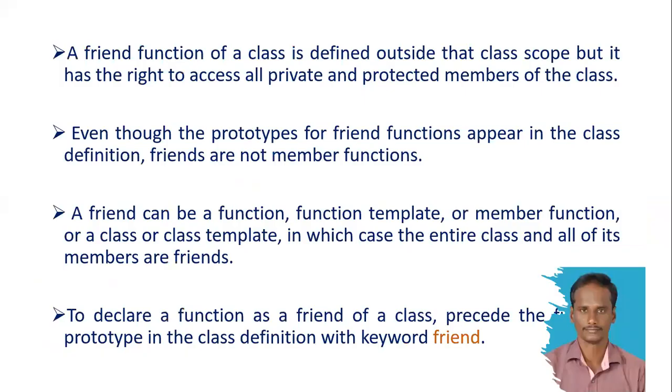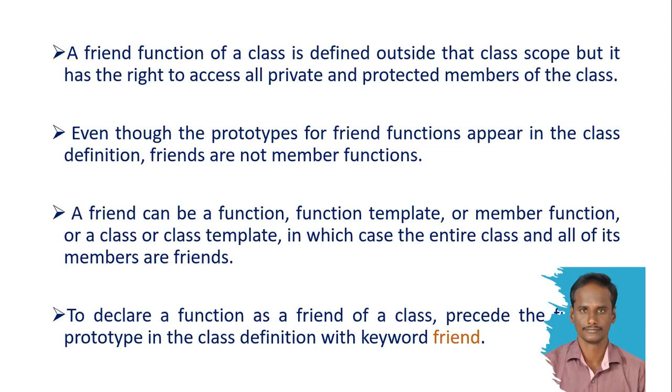So today our topic is friend functions. Let us see in detail what friend functions are. A friend function of a class is defined outside the class scope, but it has the right to access all private and protected members of the class. Even though the prototypes for friend functions appear in the class definition, friends are not member functions.